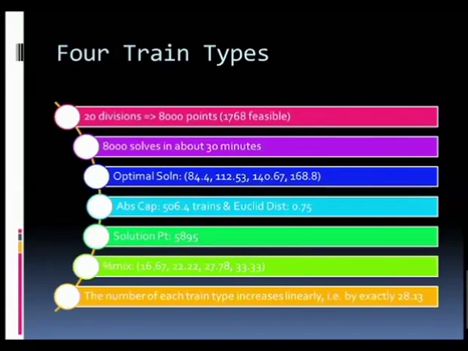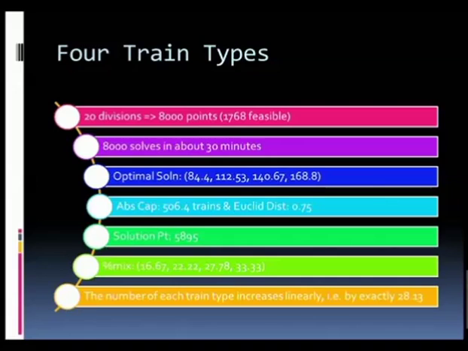So I looked at 20 divisions, and that results in 8,000 points. So that's 8,000 model cells you would have to do to generate the Pareto frontier if you don't do any type of adaptive improvements. And of those 8,000, only 1,768 were actually feasible. So there's a lot of work that just isn't necessary. But you can do 8,000 solves in 30 minutes on Cplex. So in this case, it's not a big deal.